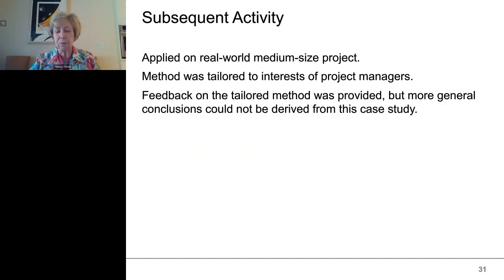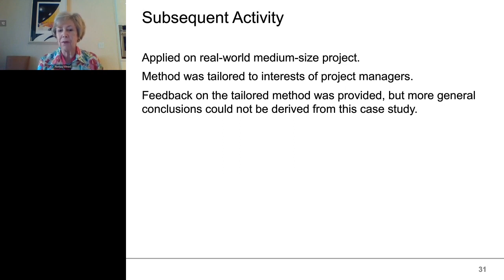We applied it to both a small case study as a proof of concept and then to a real world medium-sized project. We had to tailor the method to fit the interests of the project managers. That's both the advantage and disadvantage of a real project, is that the project managers are interested in their project. Your method and how well it serves the purpose is not precisely what they're interested in. They're not interested in your research results. They want to know, what is it going to do for me on my project now?